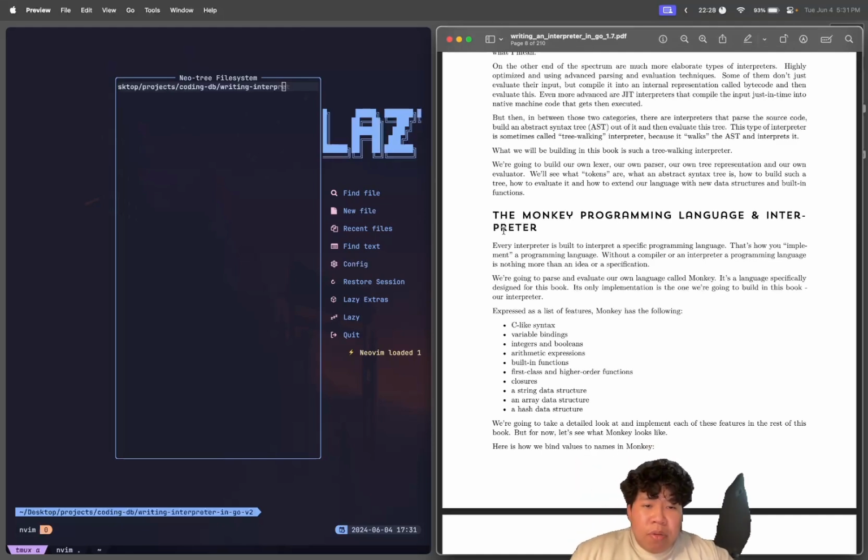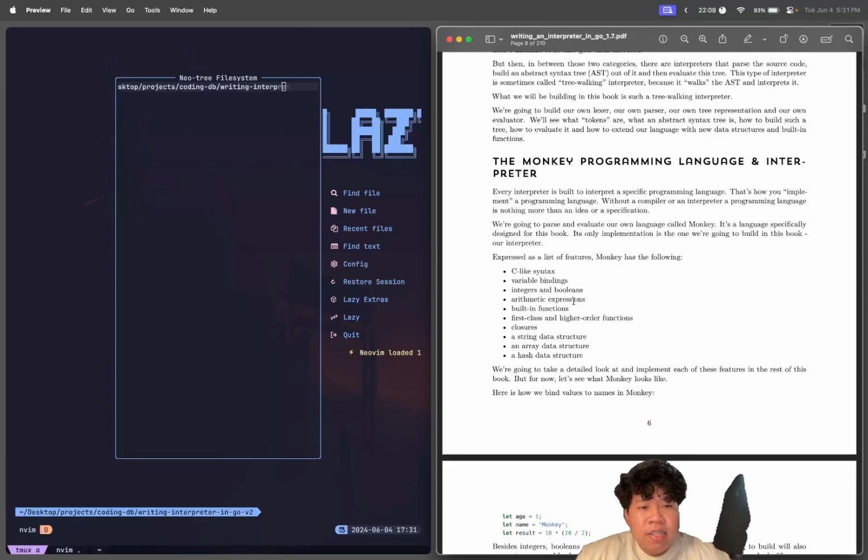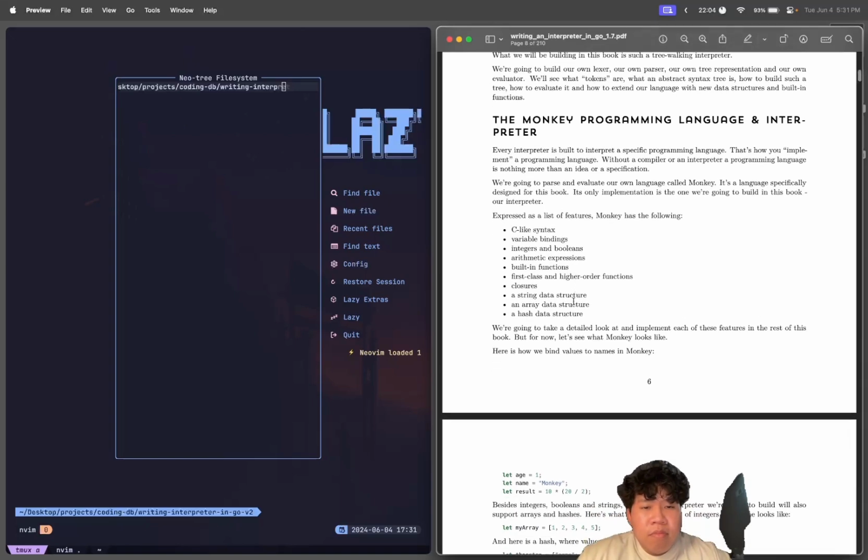Every interpreter is built to interpret a specific programming language. That's how you implement a programming language. Without a compiler or interpreter, a programming language is nothing more than an idea or a specification. We're going to parse and evaluate our own language called Monkey. It's a language specifically designed for this book. Its only implementation is the one we're going to build in this book, our interpreter.